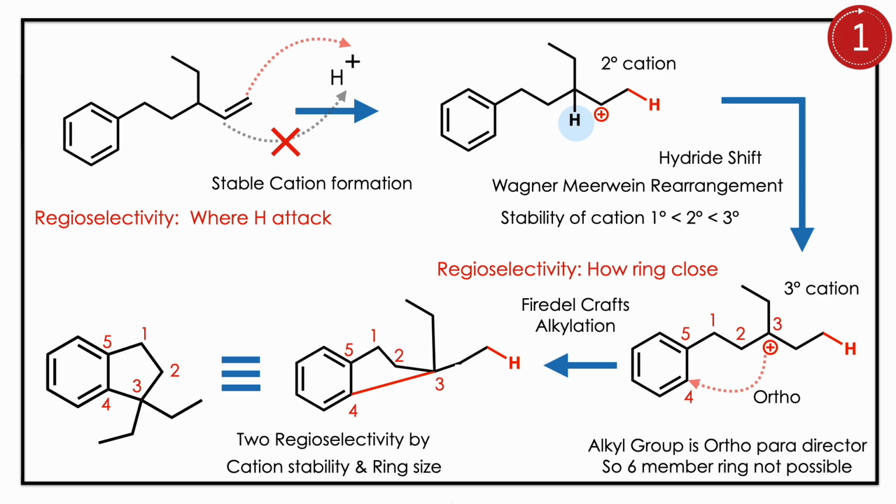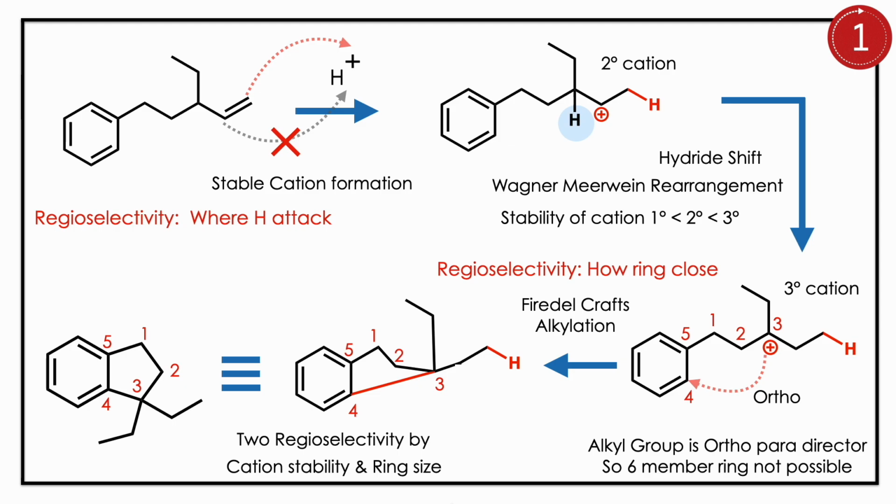The stability of cation will be tertiary, secondary and primary. Secondary cation forms where the cation is there. So the ring closure can happen because Friedel-Crafts alkylation is possible. So the ring closes and you have the final product. You may wonder why the ring closes at a 5-member ring, not the 6-member ring, because ring rigidity doesn't allow the situation. So only adjacent ring closure happens.